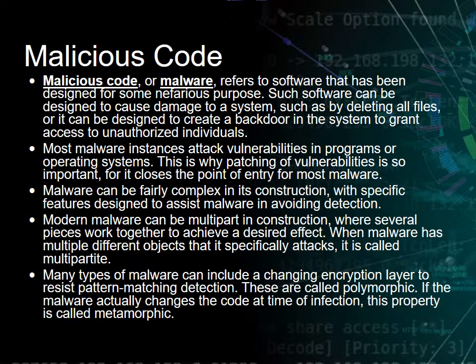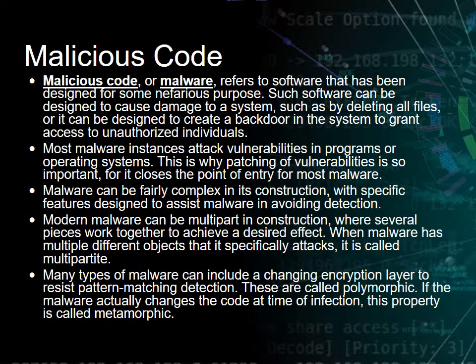One of the avenues of attack that is used is called malicious code. Malicious code, or malware, refers to software that has been designed for some nefarious purpose. Such software can be designed to cause damage to a system, such as deleting all files, or it can be designed to create a backdoor in a system that grants access to unauthorized individuals. Most malware instances attack vulnerabilities in a program or in an operating system. This is why patching of vulnerabilities is so important, for it closes the point of entry for most malware.